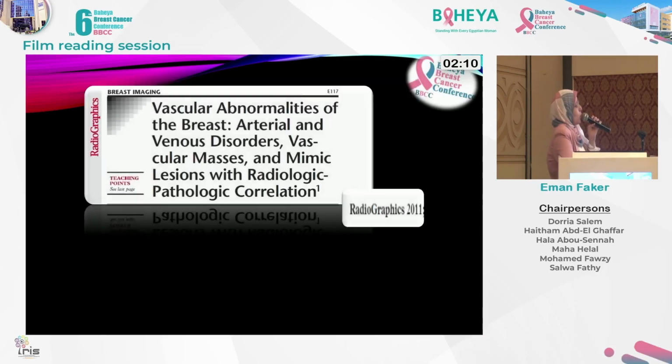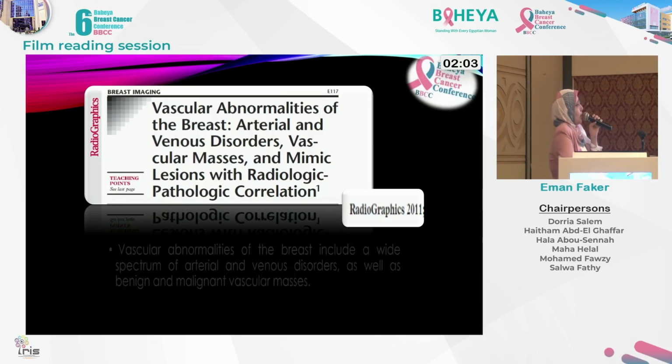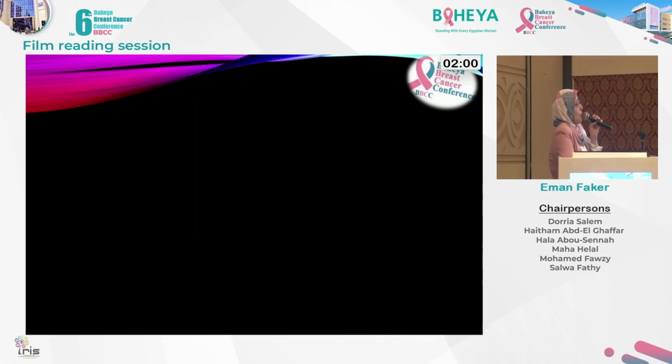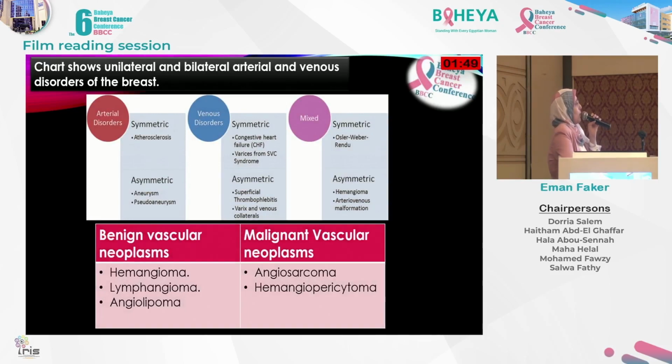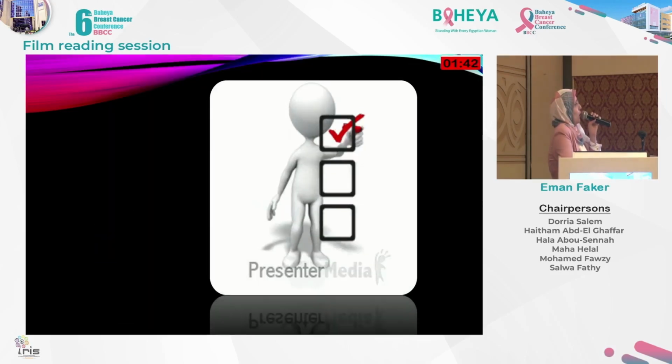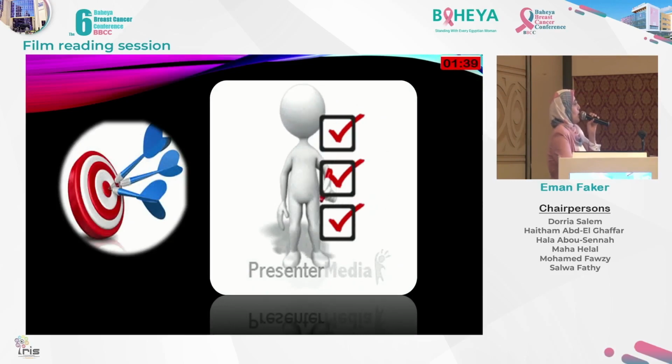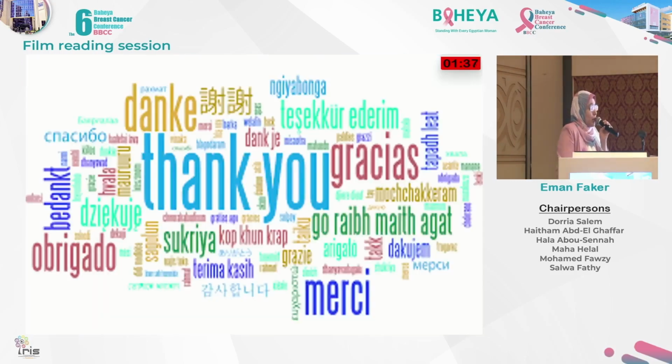So this is an important entity, maybe not that common in the breast, but we should take care of the vascular abnormalities of the breast, arterial and venous, and there are also benign and malignant vascular masses. They may be unilateral, bilateral, arterial, venous, or mixed. The common ones are the hemangioma, the AVM, the thrombophlebitis, and the benign and malignant vascular neoplasms: hemangioma, lymphangioma, and angiosarcoma. I hope I could cover as much as I could in the etiologies of the breast, and thank you very much.